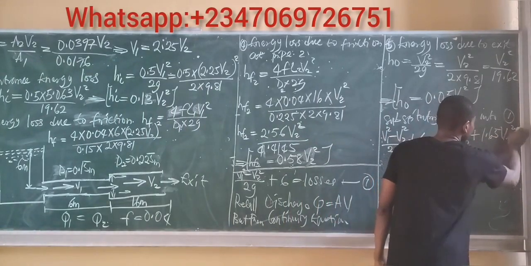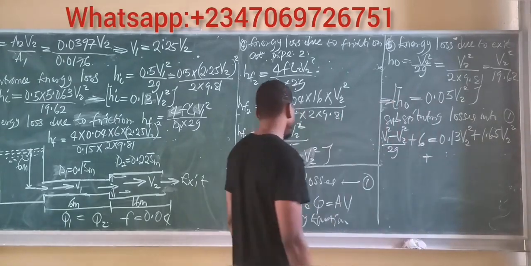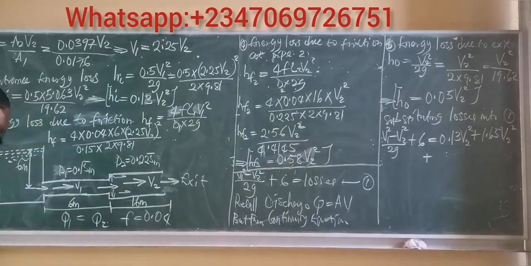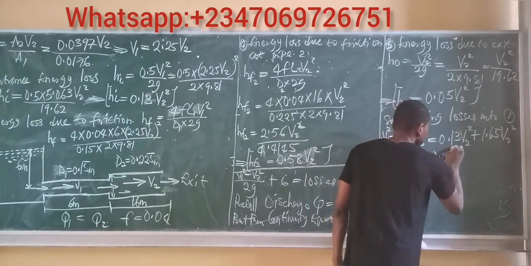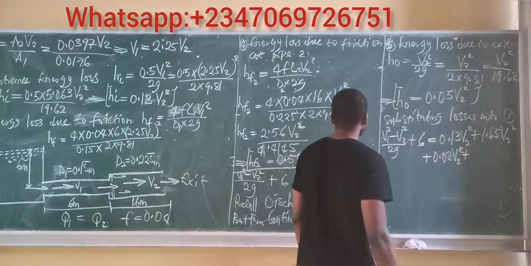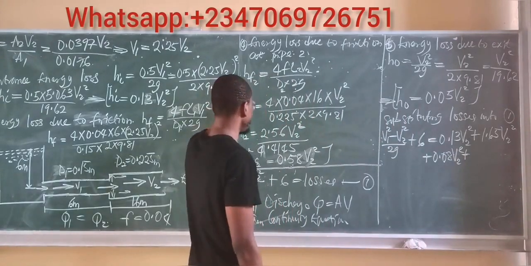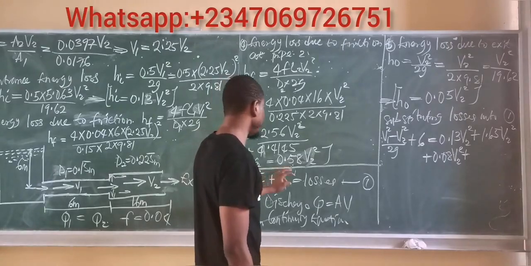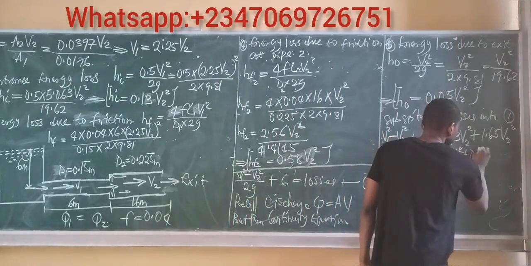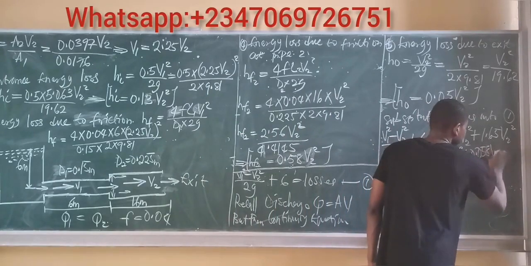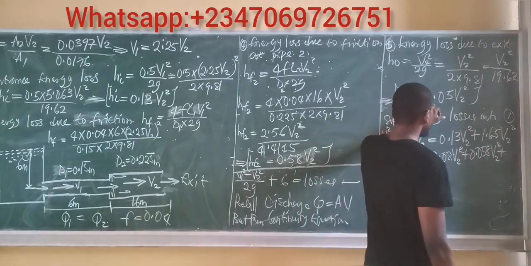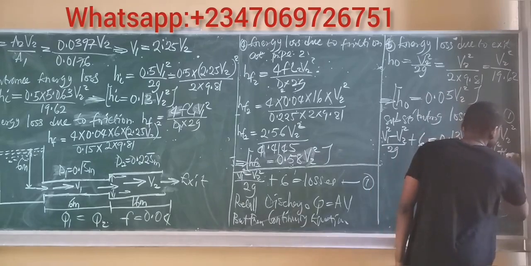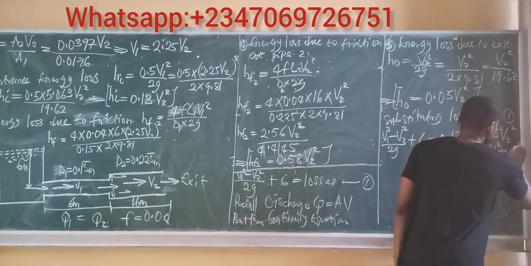Plus 1.65 V2 all squared, plus the third head loss we obtained, which was head loss due to sudden enlargement of the pipe, and we obtained that head loss to be equal to 0.08 V2 squared. Plus the fourth head loss, which was head loss due to friction in pipe 2, and we obtained this to be equal to 0.058 V2 squared. Plus the final energy loss we obtained, the outlet energy loss, which gave us 0.05 V2 squared.